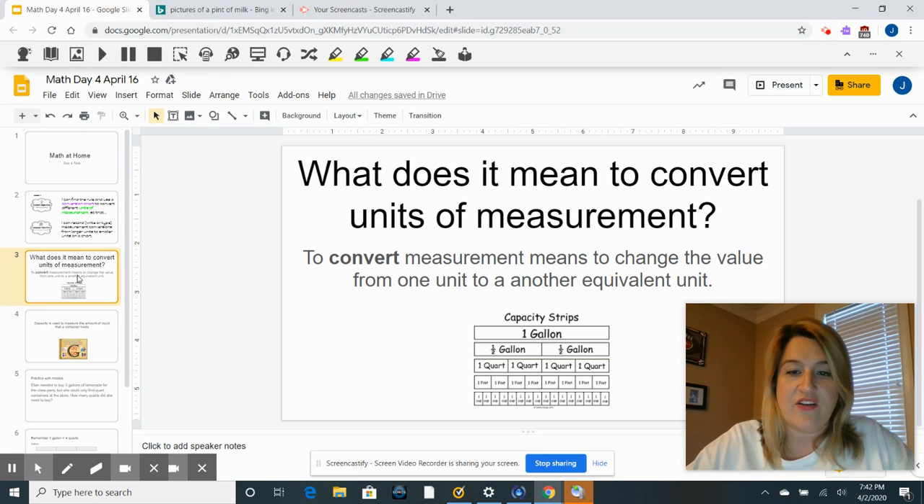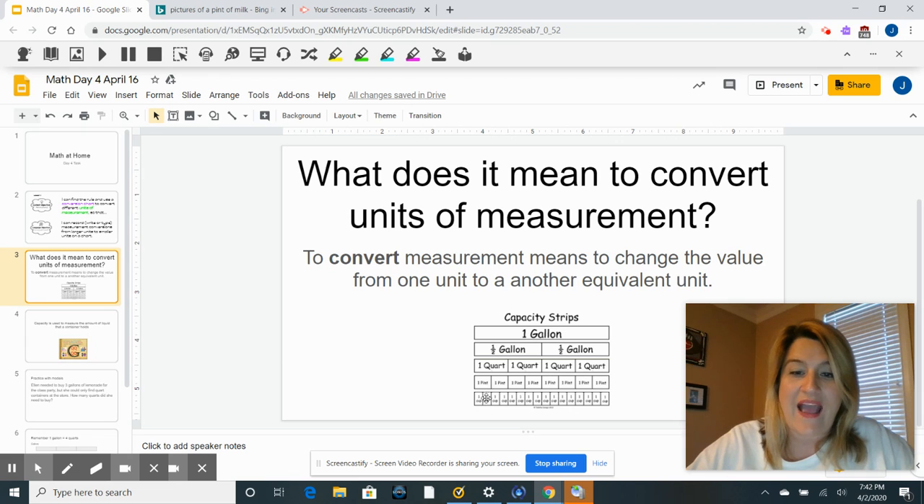And if you look here on this chart, you have some capacity strips. And these are a really good tool to use to help you with converting or changing one unit of measurement to another. So for example, if I want to find out how many quarts are in a gallon, I would look here at this gallon strip and then look down and find my strip with the quarts. And I could see that it takes 4 of those quarts to be equal to 1 gallon.